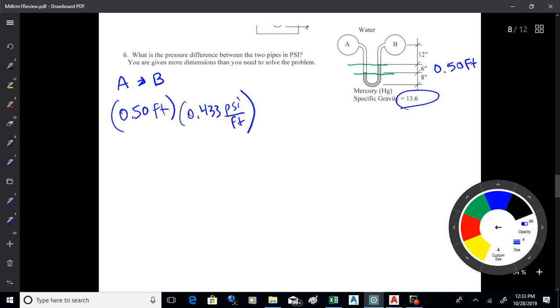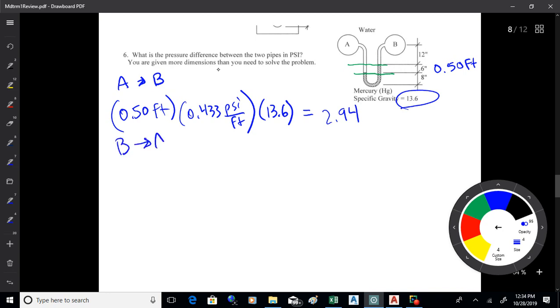But see, that's mercury that's being held up there. Mercury has a specific gravity of 13.6. It's 13.6 times as heavy as water is. So instead of having that 2.165 psi that water would have, it's 13.6 times that, 2.94. So A is pushing that amount of mercury towards B.